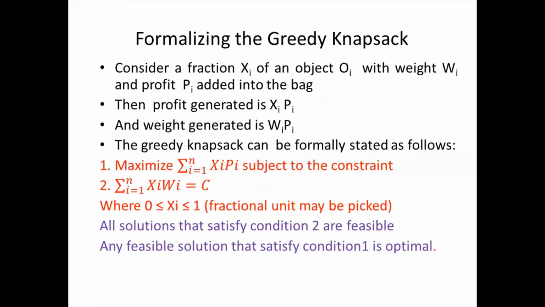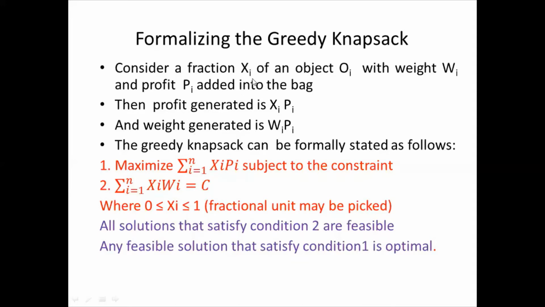Now we formally define the greedy knapsack, otherwise the fractional knapsack problem. Consider that we have an object Oi, and assume that xi is a fractional unit of the object Oi. So if I choose a fractional unit xi of an object Oi, whose weight is wi and profit is pi, then the profit generated for that particular object would be xi into pi, and the weight generated would be xi into wi.